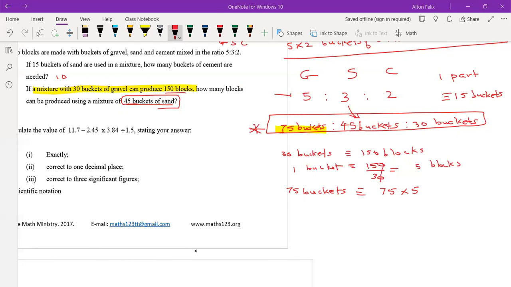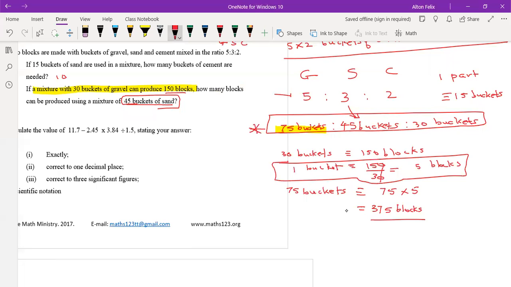75 by 5. 375 blocks. So that'll be the answer. Now, I want you to appreciate that this method of always using the unity approach, finding what is the equivalent of 1 in solving these problems, is extremely powerful, and it makes sense, so you can reason it down in terms of finding your answer.